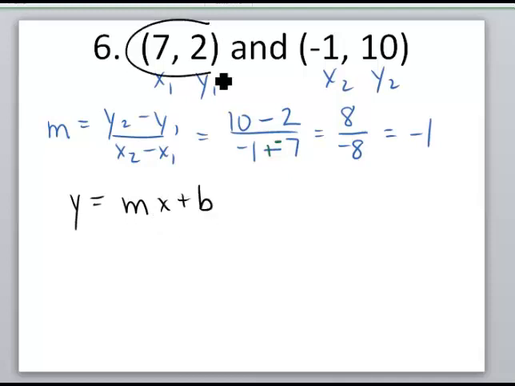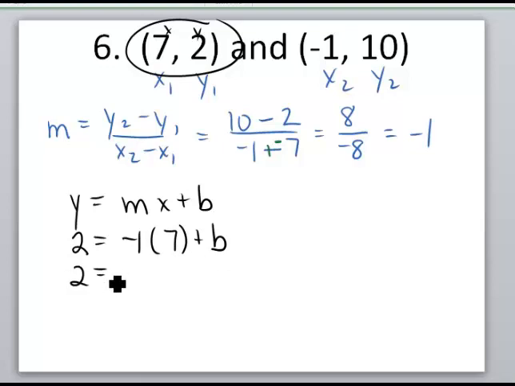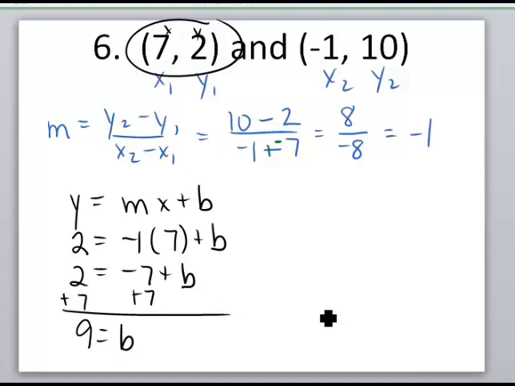I'll go ahead and use this one as my point. So I'm going to plug 2 in for y. Plug negative 1 in for my m. Plug 7 in for my x plus b. 2 equals negative 7 plus b. Add 7 to both sides. I get 9. So I end up with my answer y equals mx plus b, negative 1x plus b, or negative 1x plus 9. Or you can just write negative x plus 9.